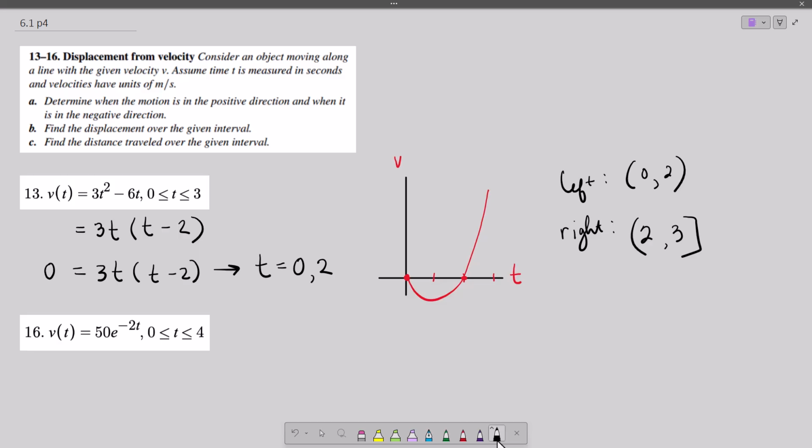Okay, now we want to find the displacement. So this was A. Well, I'm going to go up for B. Displacement is the definite integral, and we don't have a great symbol for displacement, unfortunately. Usually we just spell it out. So we are going to integrate on our time interval 0 to 3, and that function 3t squared.